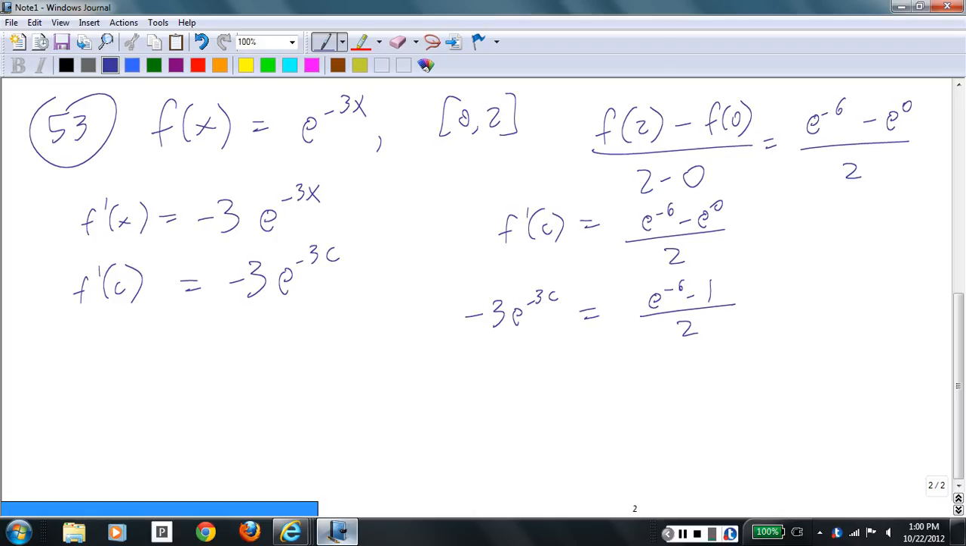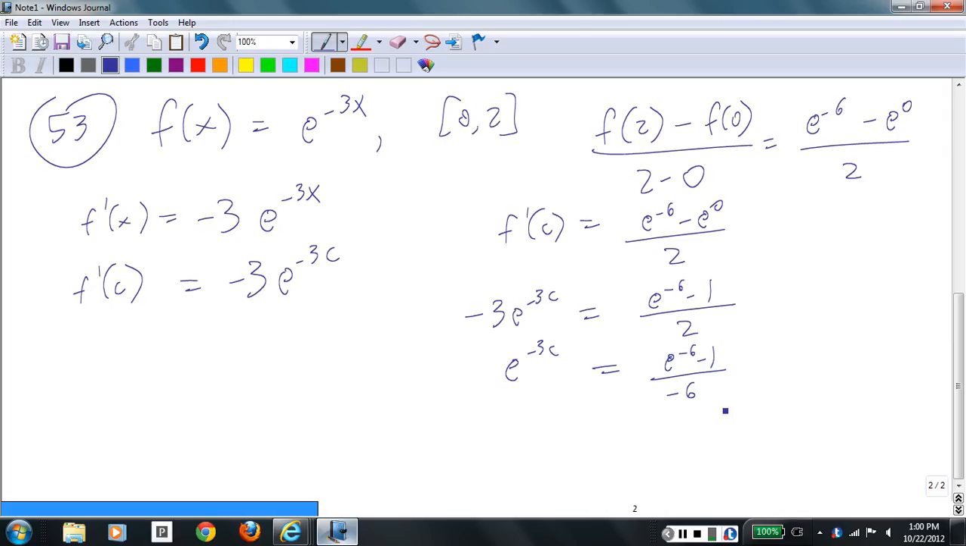We could isolate the e to the negative 3c, and we could take the natural log of both sides. We could do it with a regular calculator. Doesn't look like it's going to be pretty, though. E to the negative 3c equals e to the negative 6 minus 1 over negative 6. Divide both sides by negative 3, and take the natural log of both sides.